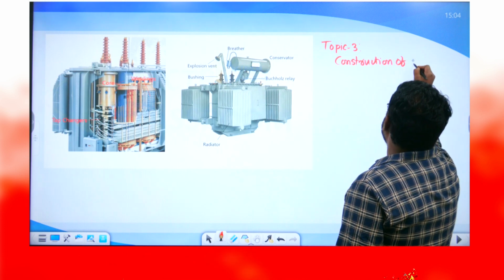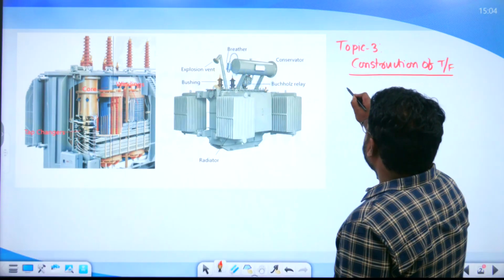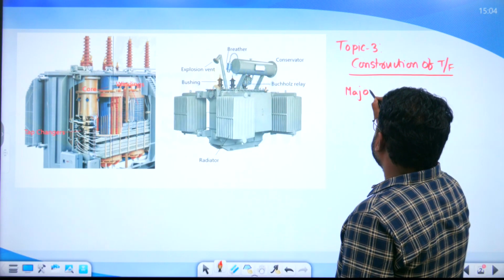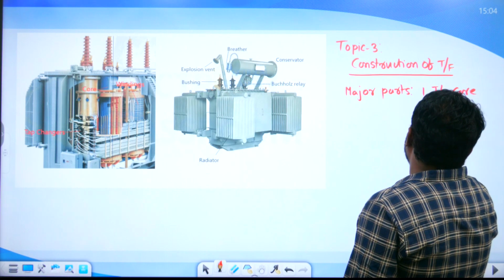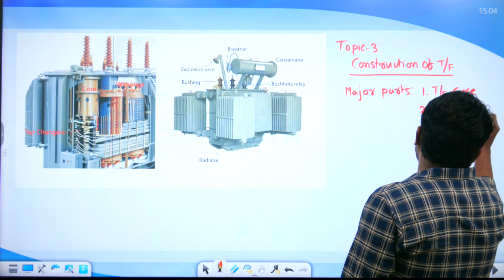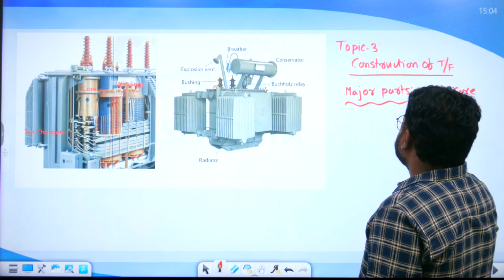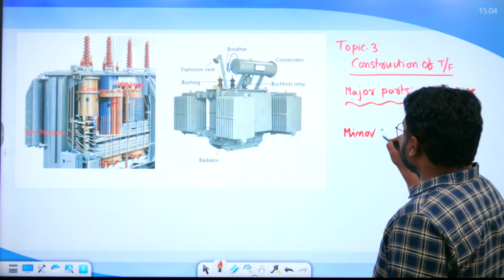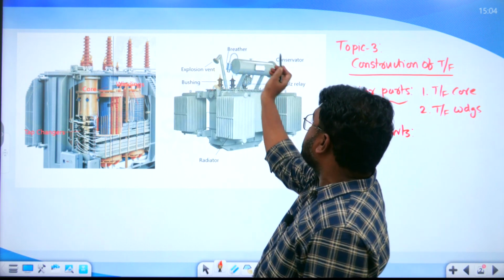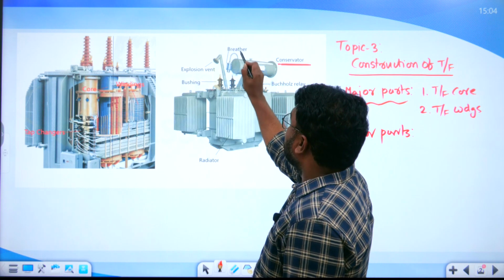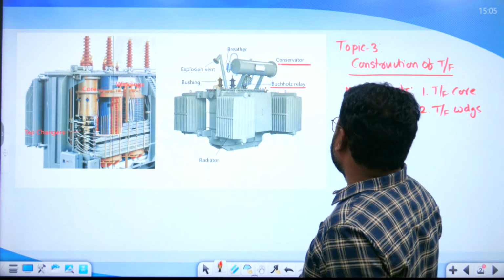of the transformers. What are the major parts and what are the minor parts of the transformer? Majorly, the first one is the transformer core and the second one is the transformer windings, that is, the HV winding and LV winding of the transformer. These are the major parts, and we have the minor parts of the transformer. What are the minor parts? One is the conservator, as shown here, then the breather, bushings, Buchholz relay and radiators. All are minor parts of the transformer.